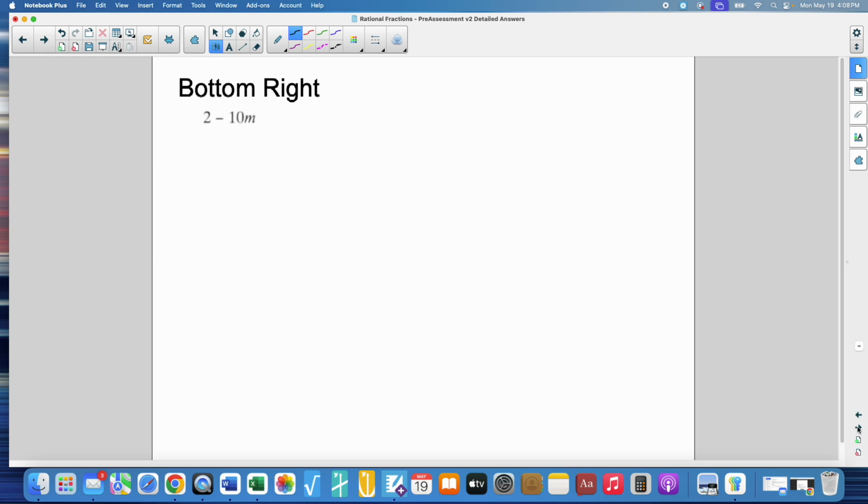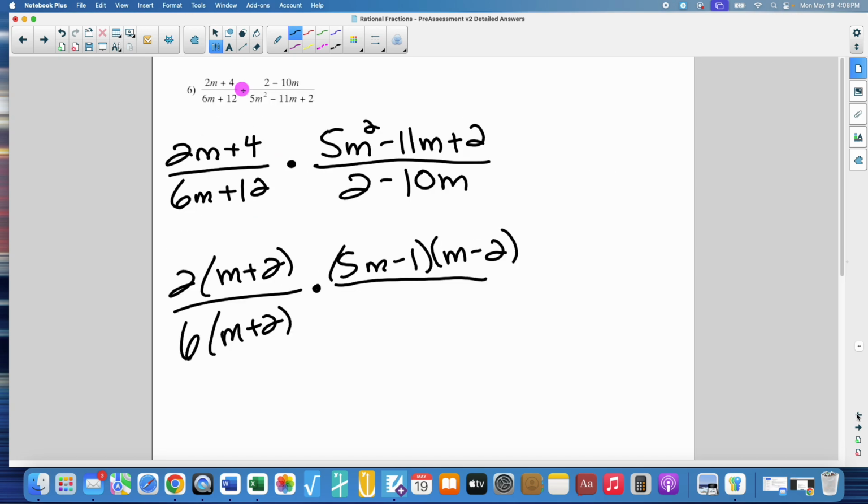Bottom right, not in standard form. That negative is attached to the 10. You have to write it as negative 10m plus 2. Now, they have a common factor, and my first term is negative. So I have to factor out a negative 2, which gives me 5m minus 1. Negative 2 times quantity 5m minus 1.